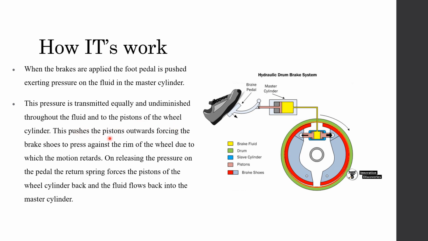This pushes the piston outward, forcing the brake shoes to press against the rim of the wheel, due to which the motion retards. On releasing the pressure on the pedal, the return spring forces the piston of the wheel cylinder back and the fluid flows back into the master cylinder, as shown in this figure.